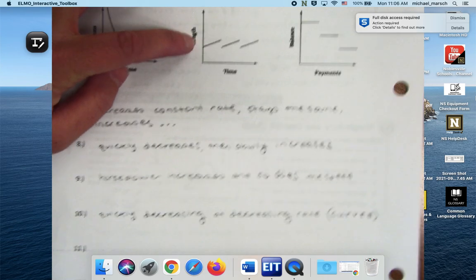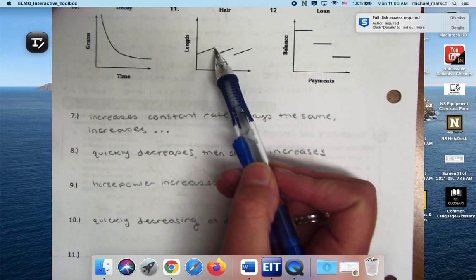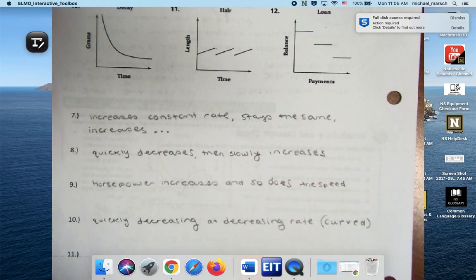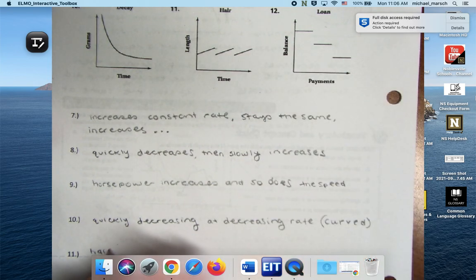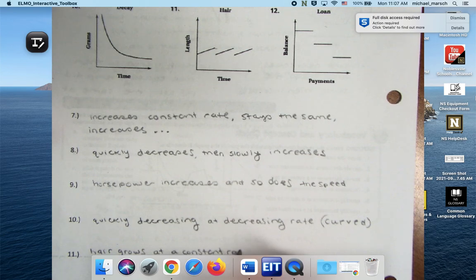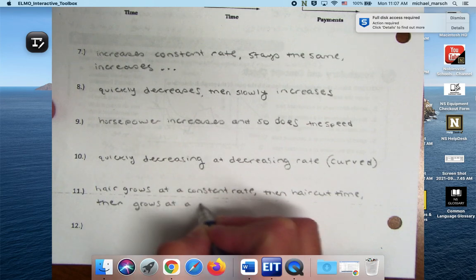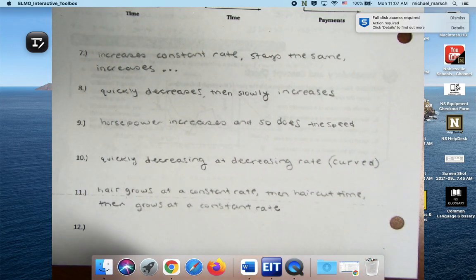All right, what's happening here? Hair length. This is our graph of it. Growing. What's happening at this point right here? It's getting cut. Yes. That's just like if the balloon popped, right? It instantly decreases. You can't even draw a line for it. It's just gone. And then it grows back at a constant rate, and then it's gone. It grows back at a constant rate, and it's gone. Then haircut time. Right, just the same thing like when you mow a lawn. Grows, grows, grows. Cut, it's gone.